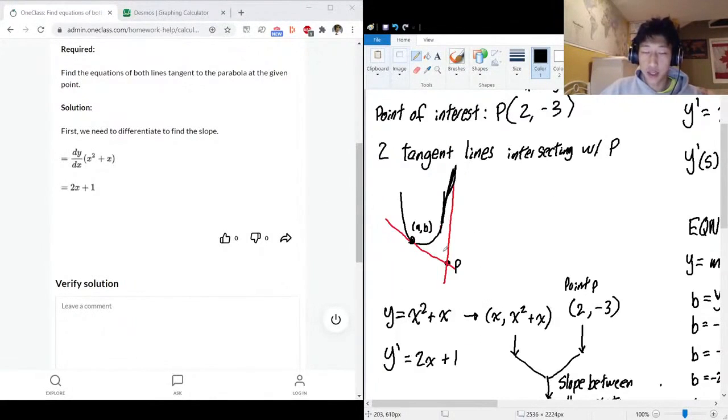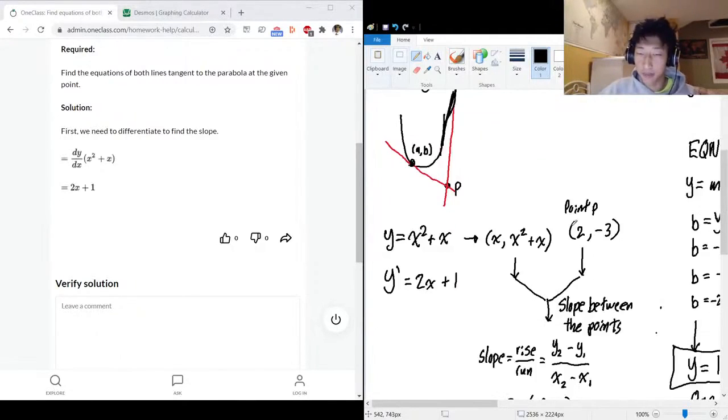Then you need to consider, the derivative is going to give us the slope, and we need that slope to be equal to the slope that we would get if we were to make a line with a point on the parabola and the point of interest P. Those slopes have to line up. So we made our point on the graph, which is just x, and then its y component, which is x squared plus x. That's the equation for y.